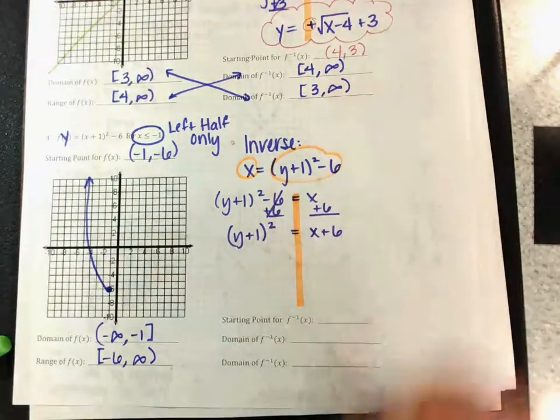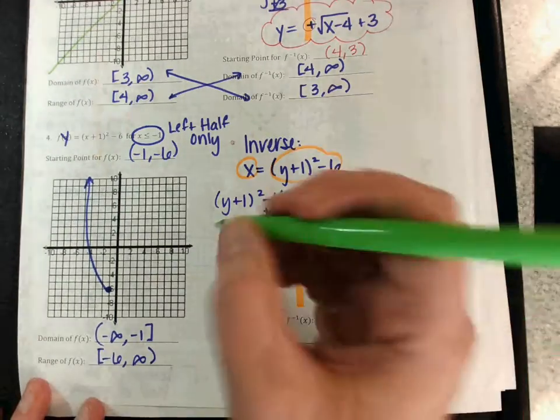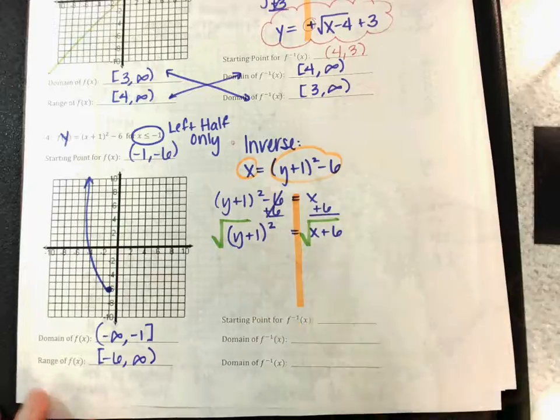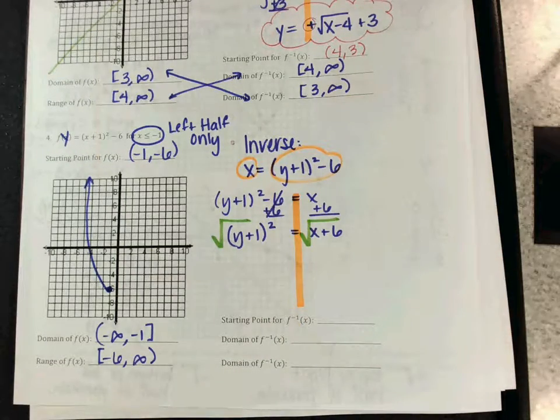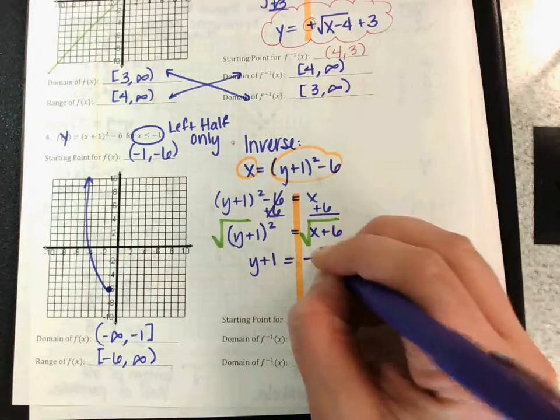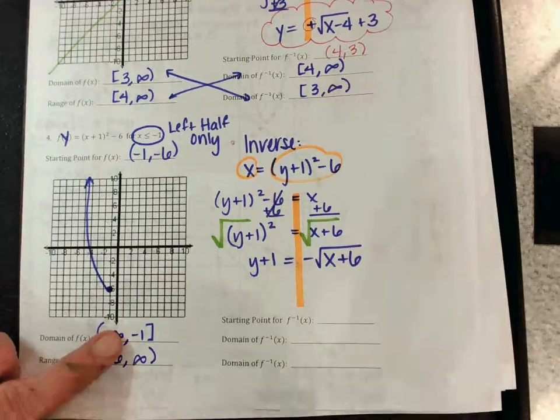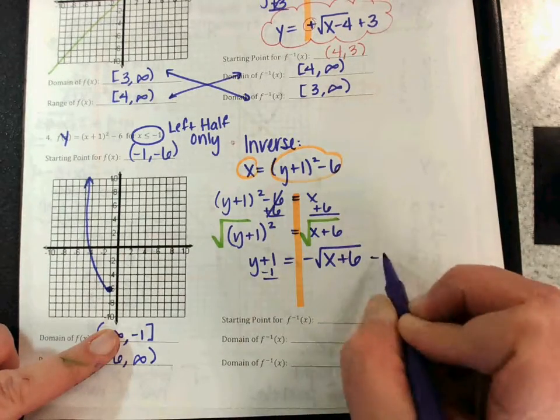And then to get rid of the squared, I have to do what? Square root. And when you square root, that's where you're going to pick, instead of a plus and a minus, you're going to only pick the minus. So it'll be y plus 1 equals negative square root of x plus 6. Okay, and then one more time, remember, why are we picking the minus? Because it was the left side. If it had been the right side, we would have picked the positive. Okay, then from there, to get rid of the plus 1, we're going to minus 1 across.